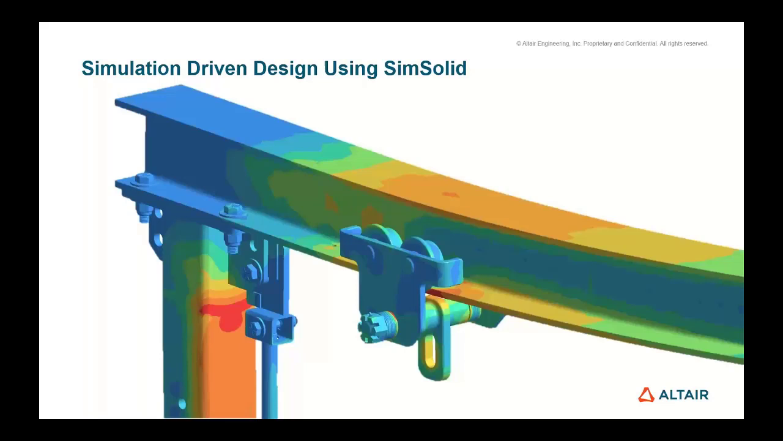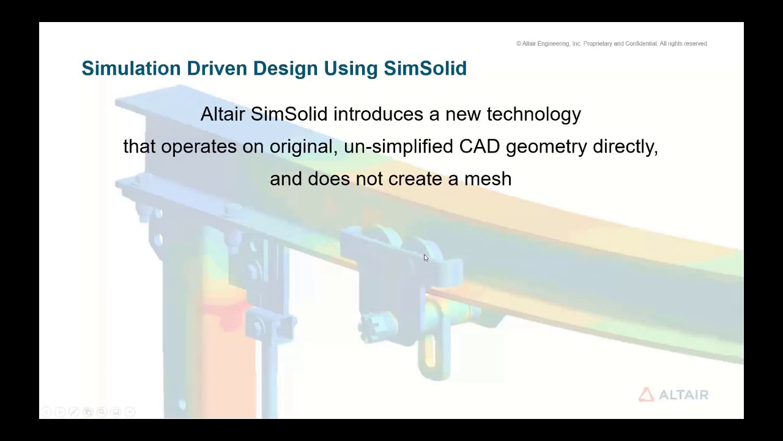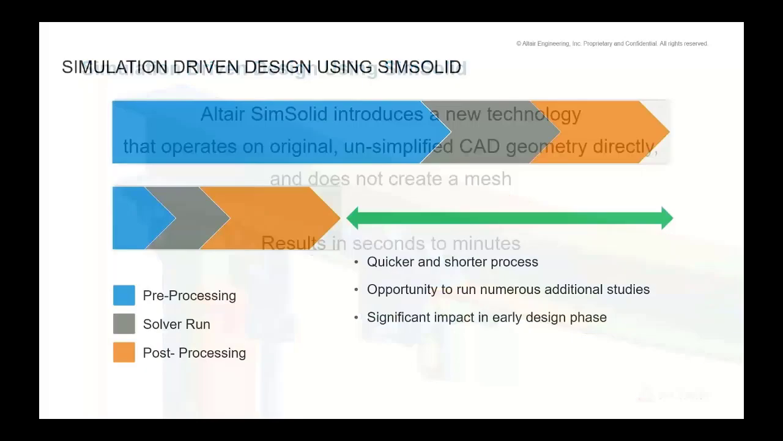Again, SimSolid is part of our simulation-driven design suite. So with your traditional FE processes, where you have your part, you then need to defeature it. You need to make sure that you have good CAD, you would clean the CAD up, and then you would probably go through quite a labor-intensive method of meshing everything up. Now, with SimSolid, it basically uses a new technology that operates on your original unsimplified CAD geometry directly, and it doesn't need you to create a mesh. And you get your results within seconds to minutes.